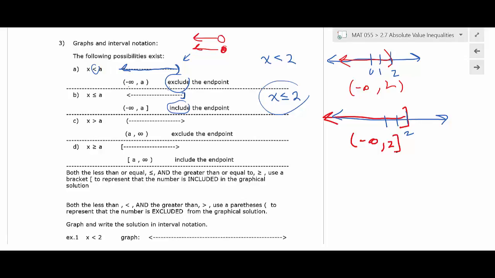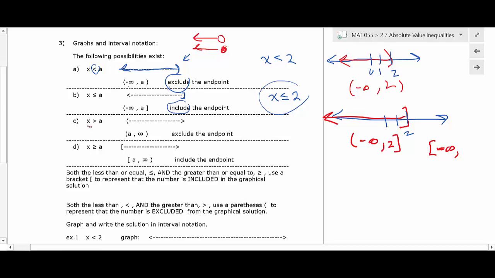Because in order to use a bracket, it has to be a definite stopping point. It's got to be a definite number. Infinity's not even a number, is it? It's a concept. So you never, ever will see me putting a bracket around infinity. You don't do that. It doesn't make any sense. Okay? So no brackets on infinity.